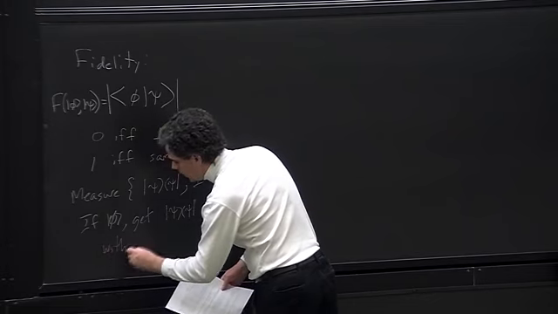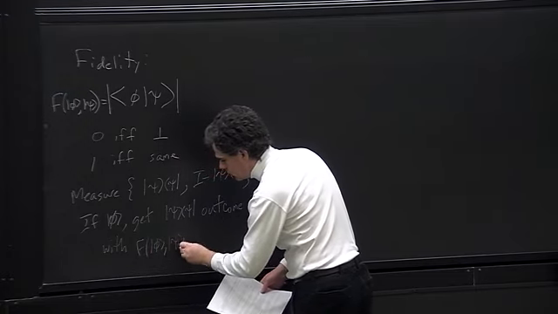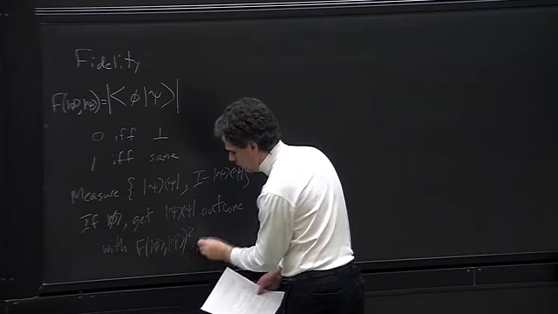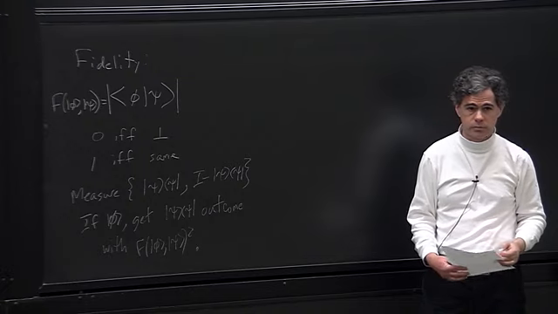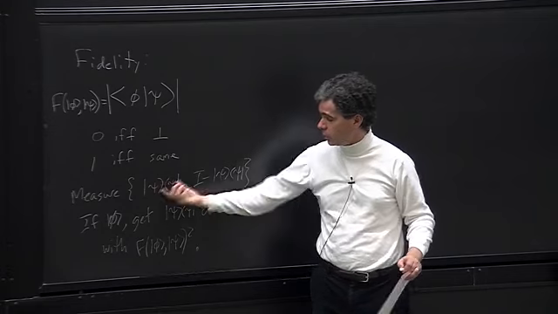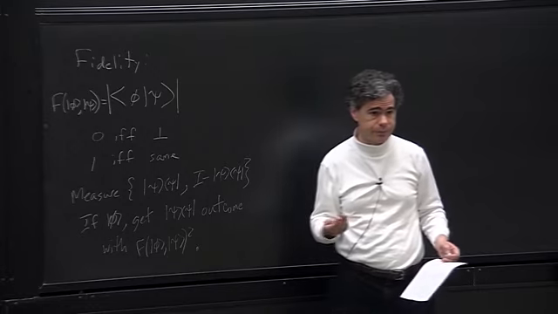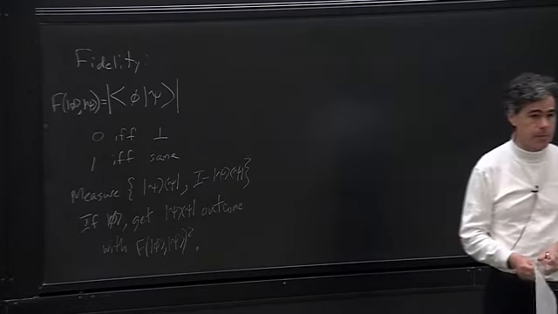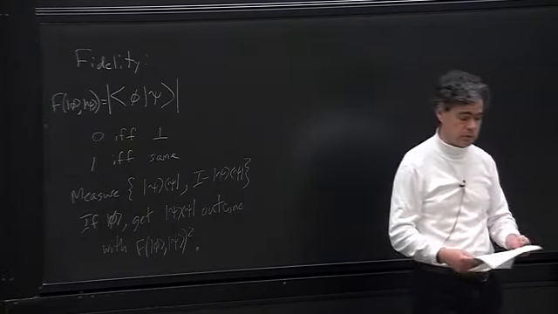Well, the probability of that is f squared. Right? If you have the state phi and want to project on the state psi, that's the probability of getting that outcome. Okay, so this is an operational interpretation of this fidelity measure.